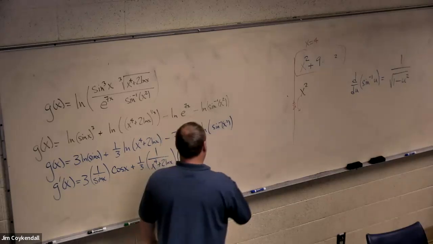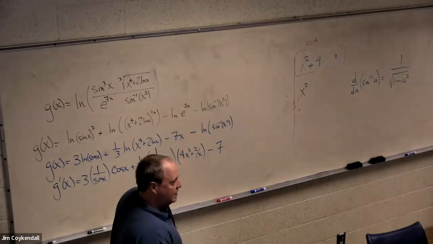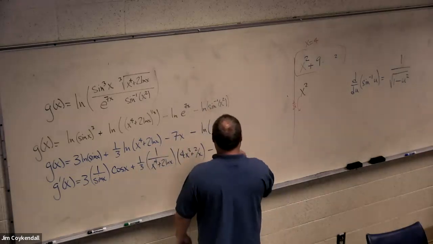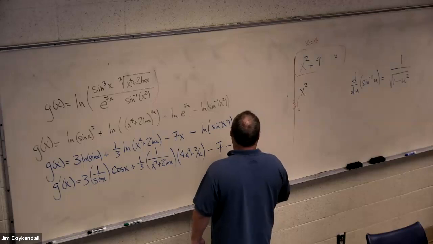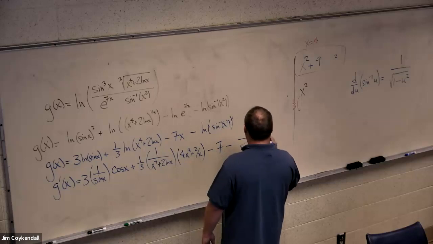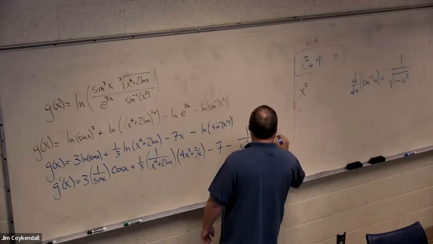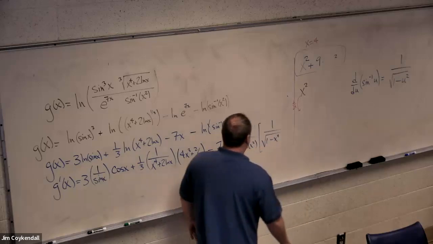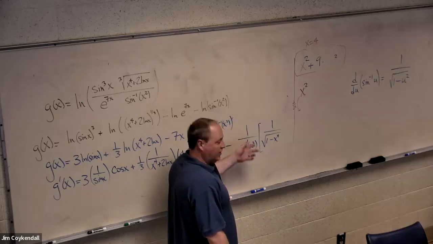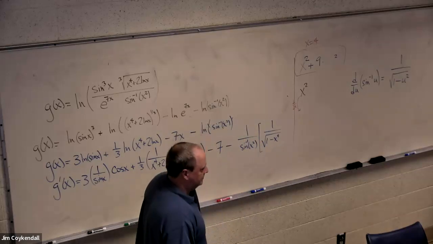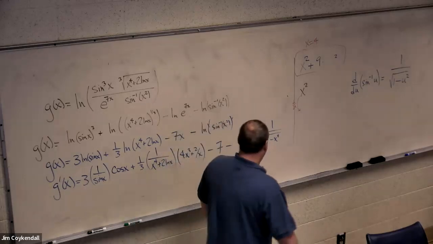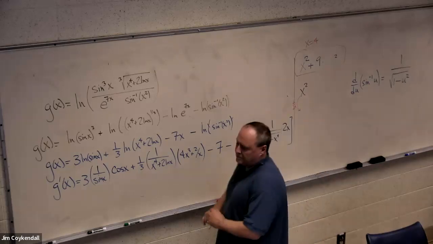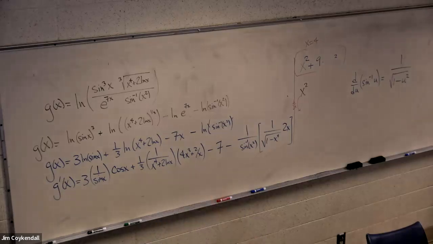Ooh, I can do the derivative of minus 7x, which is minus 7. And finally, minus 1 over inverse sine of x squared, times the derivative of what's inside. That's 1 over the square root of 1 minus x to the 4th, times the derivative of x squared, which is 2x. Get a complete answer, and that's the complete answer.